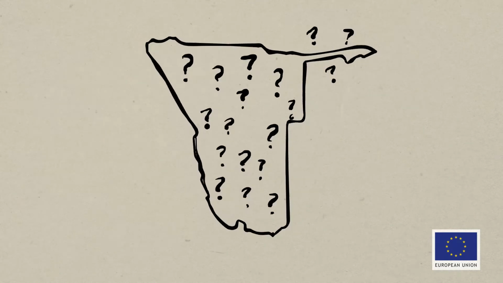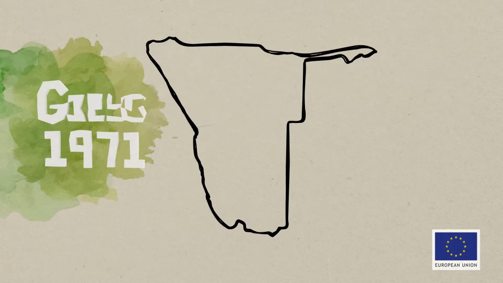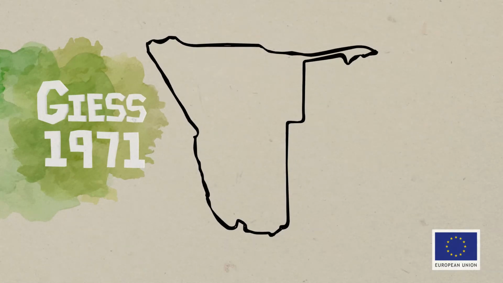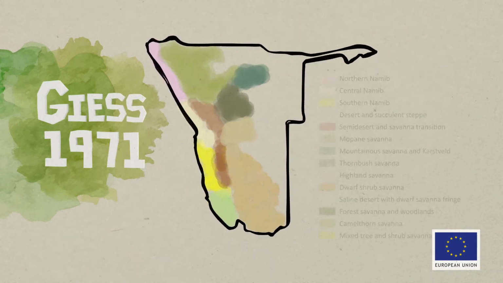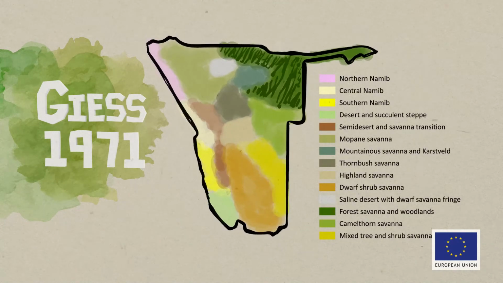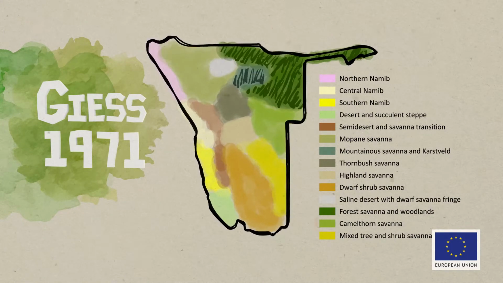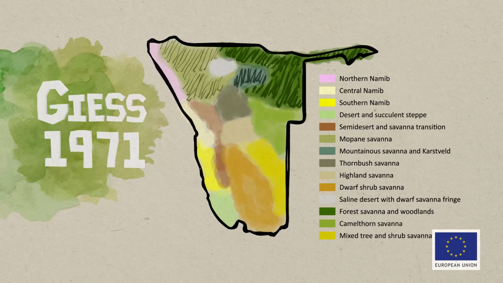The most comprehensive description of Namibia's vegetation types was done by Giess in 1971. The map divided the country into 14 different vegetation zones, such as forest savanna and woodland in the northeast, mountain savanna and karstveld in central Namibia, or the Mopane savanna in the northwest.